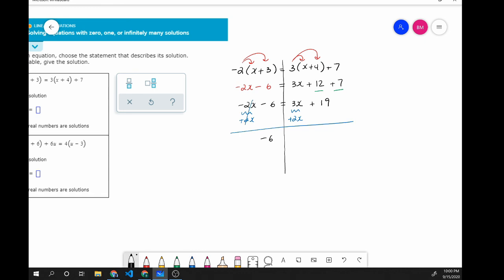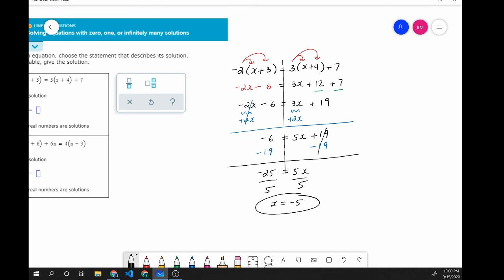So I have negative 6 is equal to 5x plus 19. I'll then subtract 19 from both sides. So that's negative 25 is equal to 5x. I'm going to go ahead and divide by 5. And x equals negative 5.